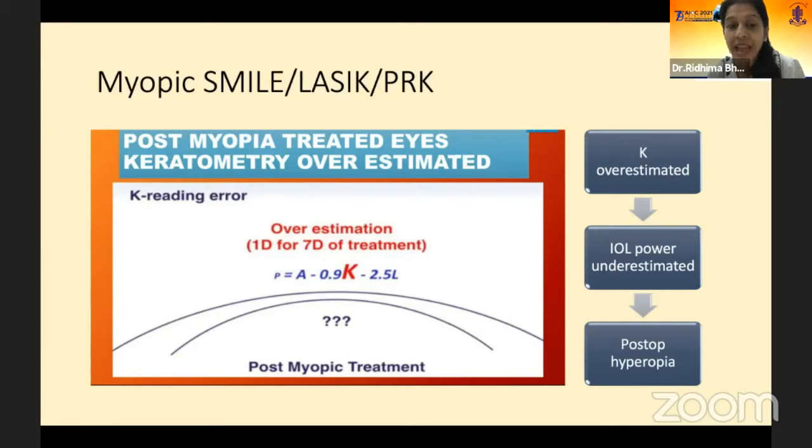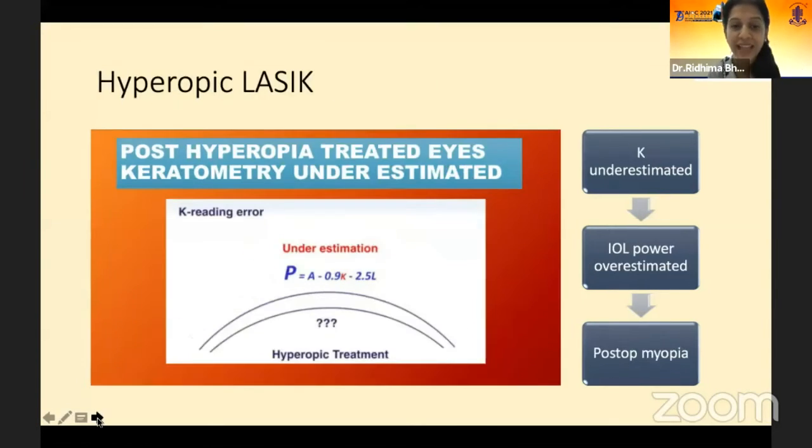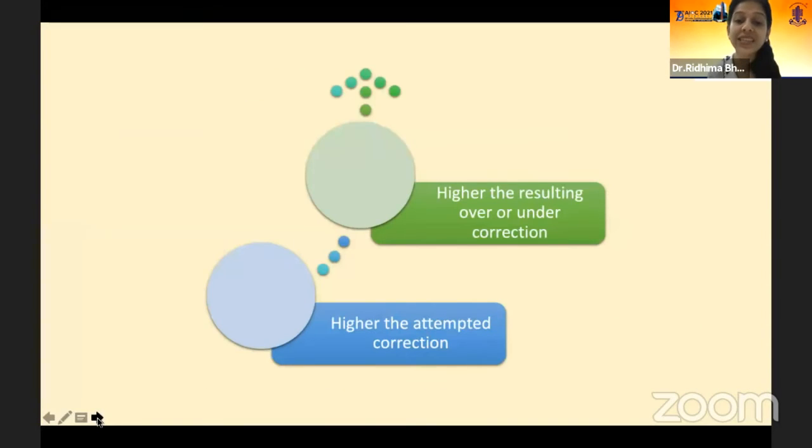An overestimation of K results in an underestimation of IOL power, and we would most likely end up in a postoperative hyperopia. And the exact reverse would occur in a hyperopic LASIK treatment, wherein the K value is underestimated, resulting in an IOL power overestimation and a most likely postoperative myopia. So the higher the attempted correction, the higher is going to be the resulting under or overcorrection.